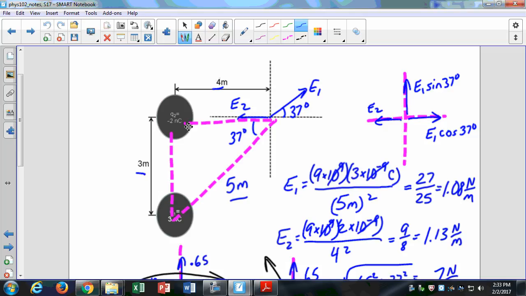Is that why you use cosine and sine? We use cosine and sine because I have this vector that's off in the first quadrant, and I need to find the x and y components of it. So all I've done here is I've said E1, which has a value of 1.08 times cosine of 37. That is the x component of this vector.